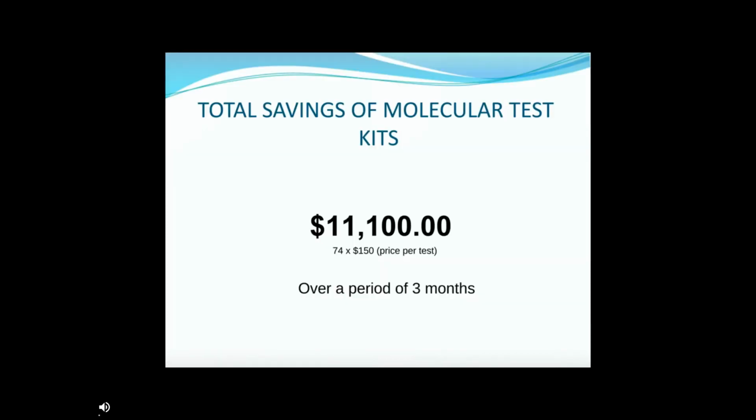So this gave us a total savings on our molecular test kits of a little over $11,000 that we saved over a 3-month period. So going back to the other chart, 74 did not have to go on to our molecular testing at $150 per test. So you can see the savings that we had over just a 3-month period.